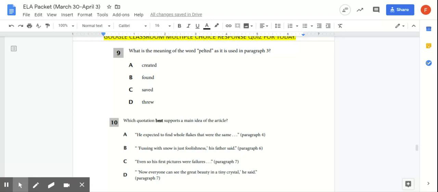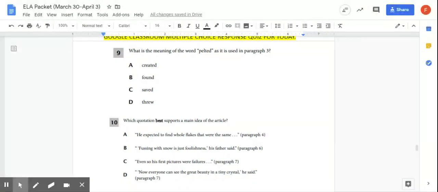All right, welcome back. So you should have at this point read the text, annotated and taken notes, and gone to Google Classroom and completed the multiple choice response quiz for today. Now that you're back, we'll go through all of the questions and figure out what our best answer choices are.